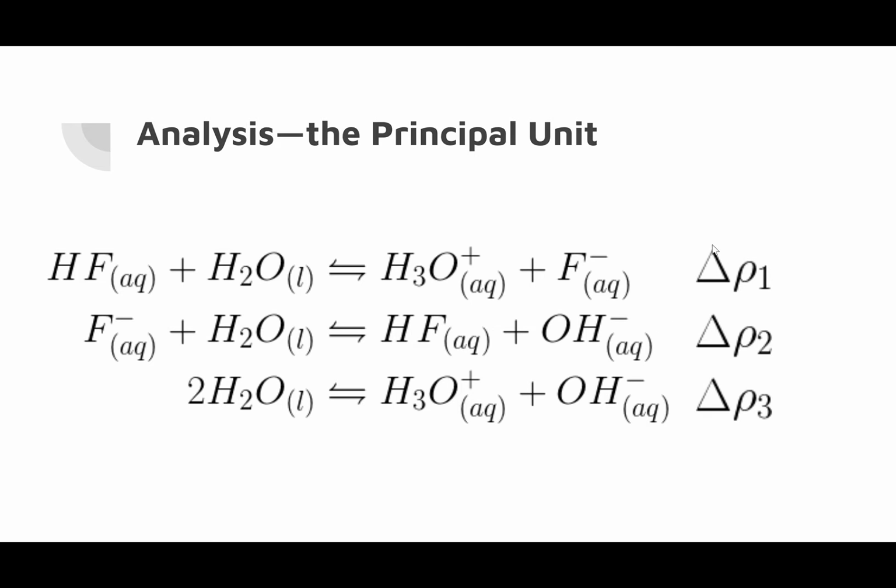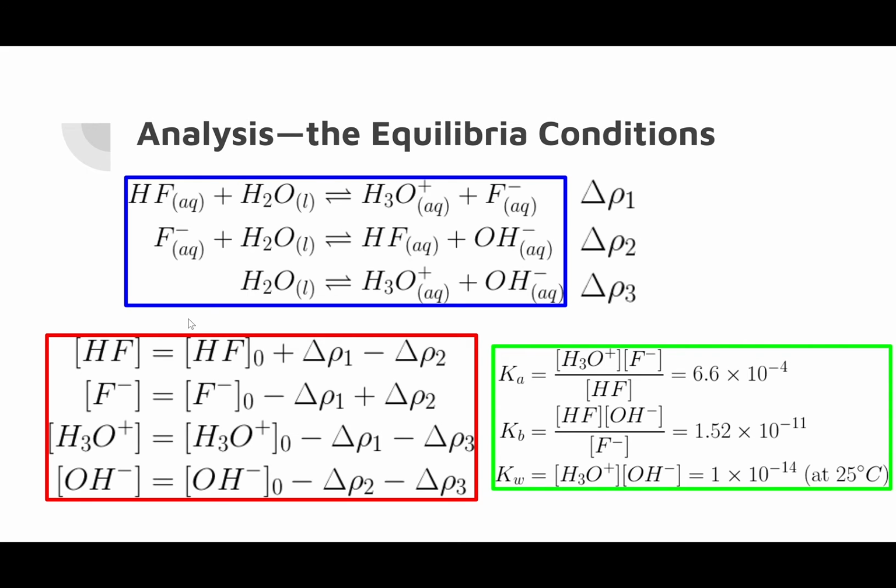By convention, we usually denote delta rho 1, for example, for this reaction, as the change in concentration for the reactant. If we're adding hydrofluoric acid to water, then delta rho 1 is going to be a negative quantity because it's going to decrease. So, if we know how many times each reaction has proceeded, then we can express all the concentrations of the reactants in terms of these delta rhos.